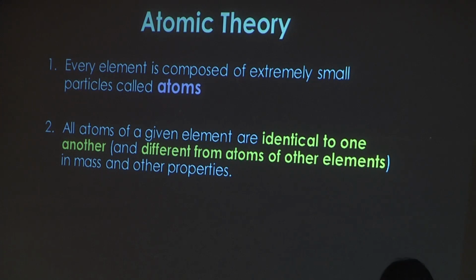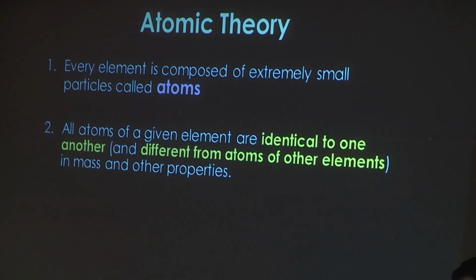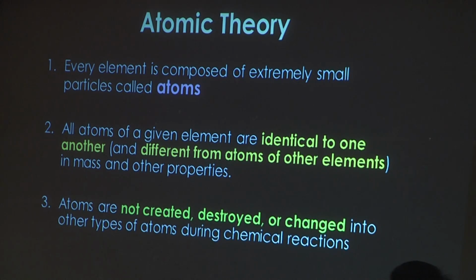All atoms of a given element are the same as one another, right? All oxygen atoms are the same. All iron atoms are the same. And oxygen and iron are different. They're different from atoms of other elements in mass and in other properties. Atoms are not created, not destroyed, and not changed into other types of atoms during chemical reactions. So if you start with oxygen in your H2O, after your chemical reaction, you must have oxygen, perhaps in some other form, but you still must have your oxygen atoms.